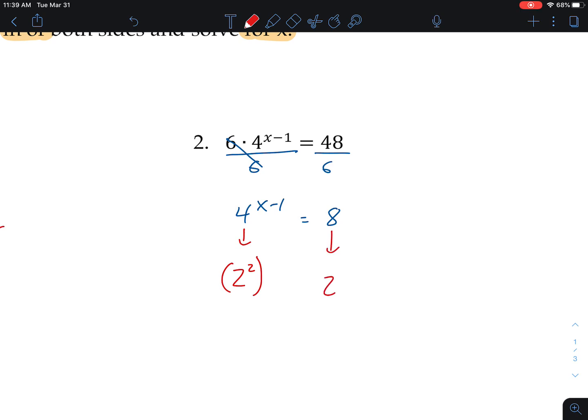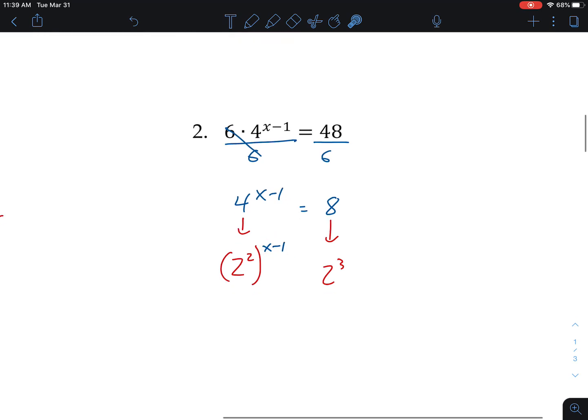This is a 2 to the third, so I can recognize them, and I can make this 4 and this 8 become the same base. Right? My x minus 1 still stays there. I'm changing the 4 to a 2 squared. I'm changing the 8 to a 2 to the third, and here's the x minus 1 still there.